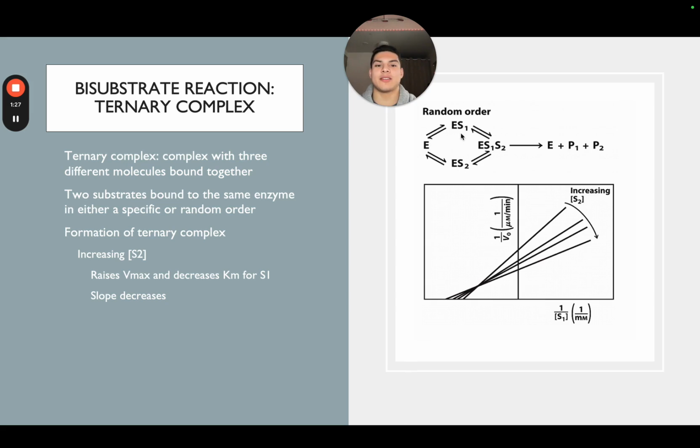Again, it has to do with this alternative pathway. You can go either ES1, which is usually dominant when this S2 is at low concentration. But once S2 increases, we see that now it has this alternative pathway, which increases its catalytic efficiency.